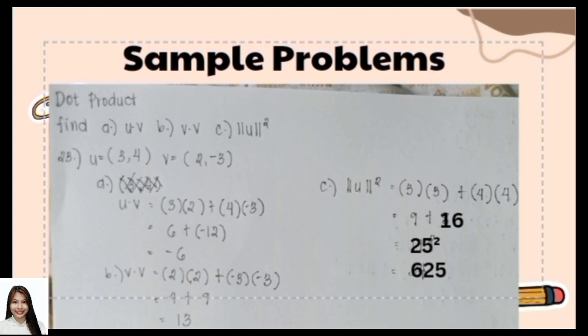Next is v dot v, which is equal to 2 times 2 plus negative 3 times negative 3, which is equal to 4 plus 9, which is equal to 13. Next is the absolute value of u squared. First, we need to find the value of u dot u, which is 3 times 3 plus 4 times 4, equal to 9 plus 16, which is 25. Squared, it is equal to 625.